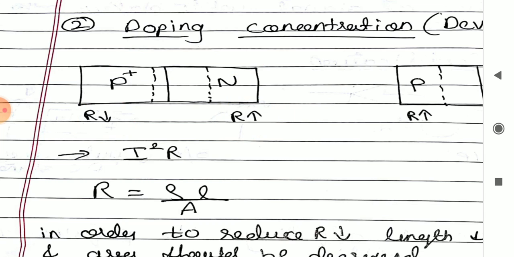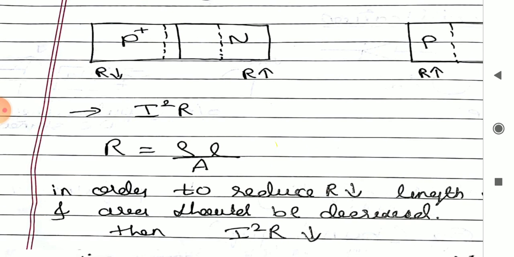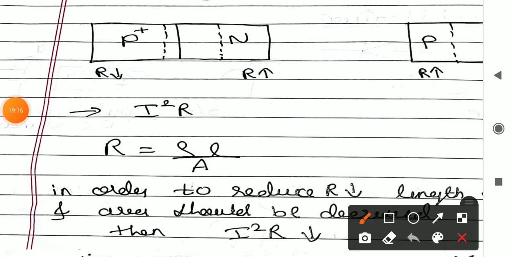So if the resistance is more, there is one term, I square R losses, that will be present in a particular layer of the PN junction. So this concept comes into the picture, I square R losses, which will be in the form of heat. So how can we reduce this I square R loss? The term which we can control here is the resistance value R.